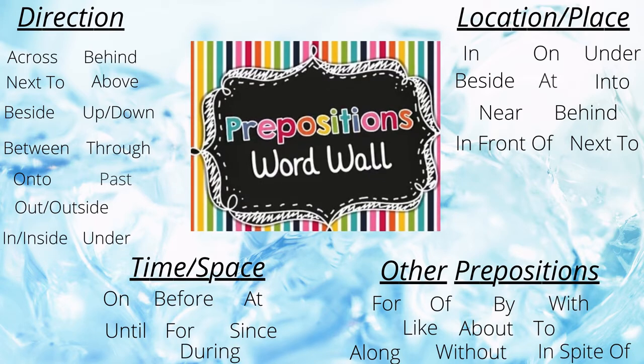Some of these prepositions are universal and can be applied to more than one noun relationship. Let's go over a few together. Starting with directions: across, behind, next to, above, beside, up, down, between, through, onto, past, out, outside, in, inside, under.